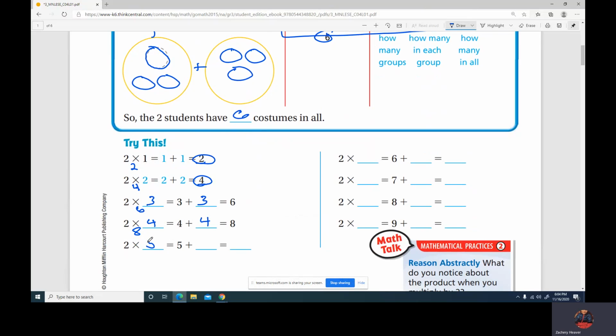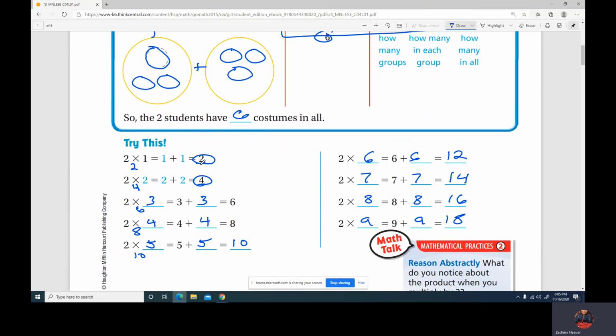2 times 5, which equals 10, is the same as 5 plus 5, which equals 10. And you guys can kind of get the pattern. 6 plus 6, or 2 times 6, both equal 12. 2 times 7 or 7 plus 7, both equal 14. 2 times 8 or 8 plus 8 equals 16. And 2 times 9 or 9 plus 9 equals 18.